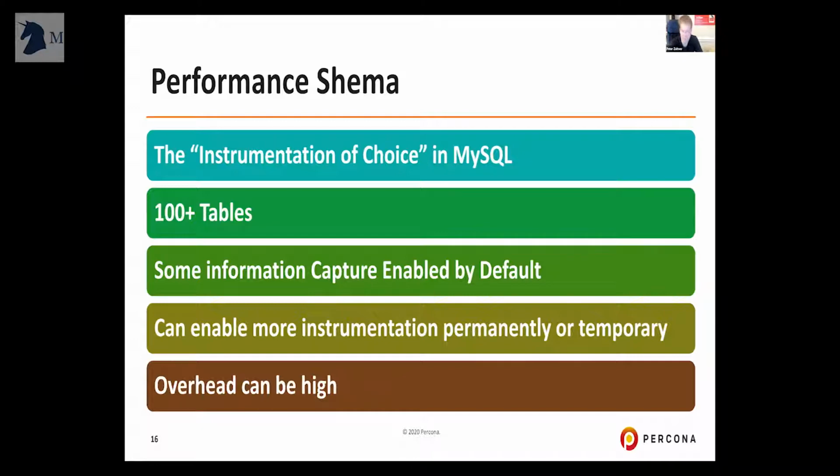Some information is captured and enabled by default, and you can enable and disable more instrumentation, which can be done permanently or temporarily. A thing to remember about Performance Schema, though, unlike InnoDB metrics, is that if you just go ahead and say, hey, I want to enable all the features of Performance Schema, then the overhead may be quite high, right? You may see a performance reduction by 20% or even more, depending on your workload, just to count all the statistics Performance Schema can provide, right? So be mindful.